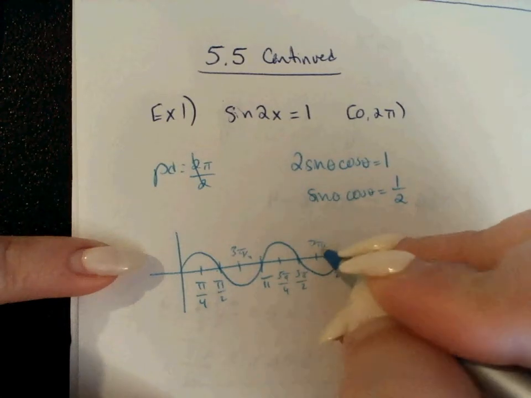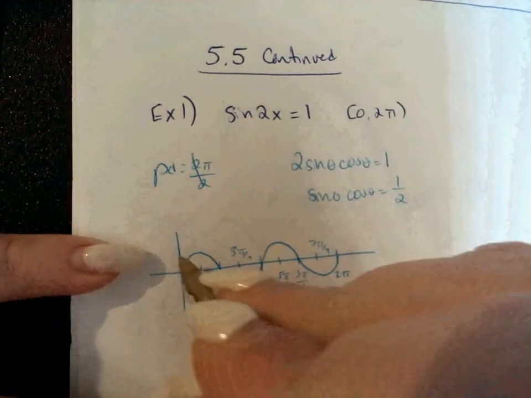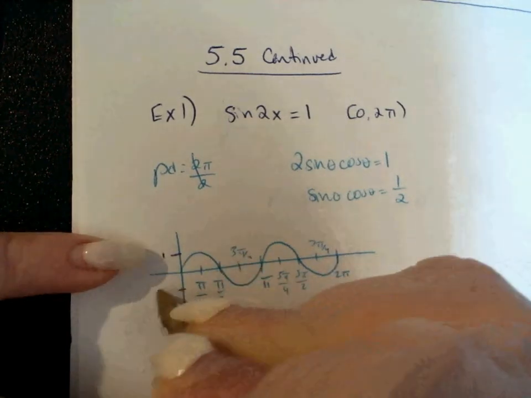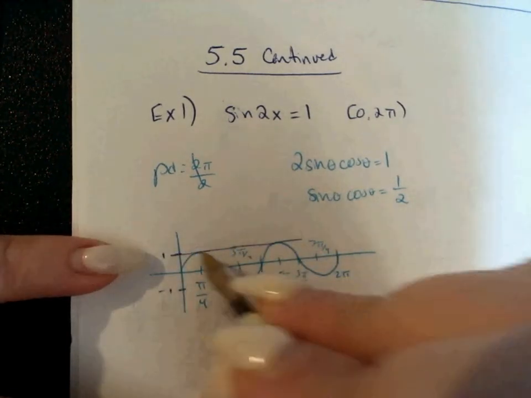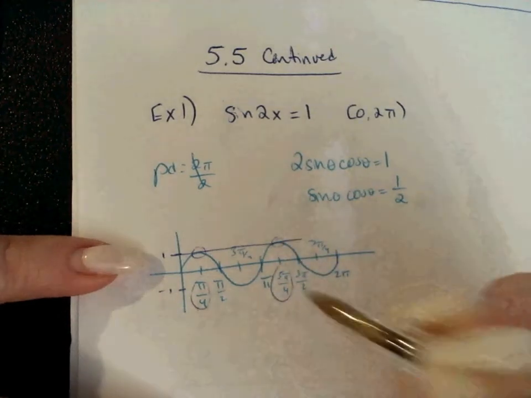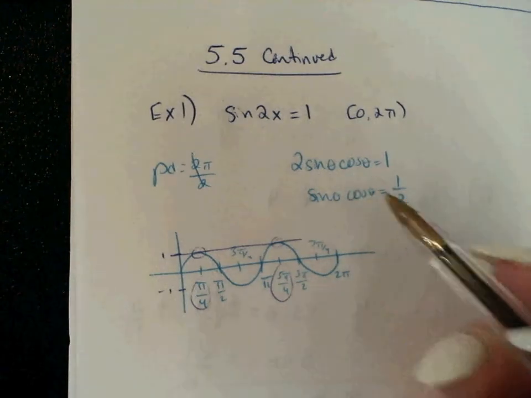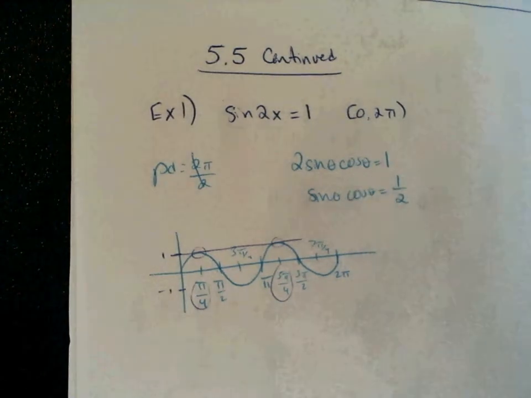So the question is, when does sine of 2x equal 1? This is the 1, because it goes up 1 and down 1. And that would be at pi over 4 and at 5 pi over 4. So I already know my answers by thinking about it graphically. I could do this by exploring that. But there's one more way.